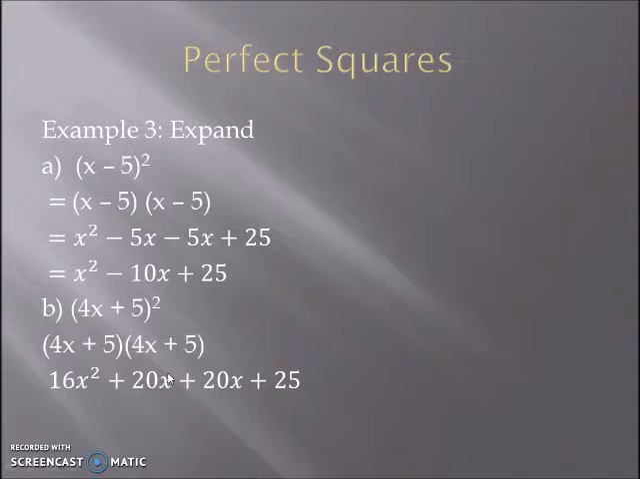By now you're probably getting bored of me saying this times this times this, so I'll slow it down because you guys already know what we're doing. So it would go to 16x squared. Remember, x times x equals x squared, and 4 times 4 equals 16. Plus 20x plus 20x plus 25. Then we simplify this down and say 16x squared plus 40x, because 20x plus 20x equals 40x, plus 25.